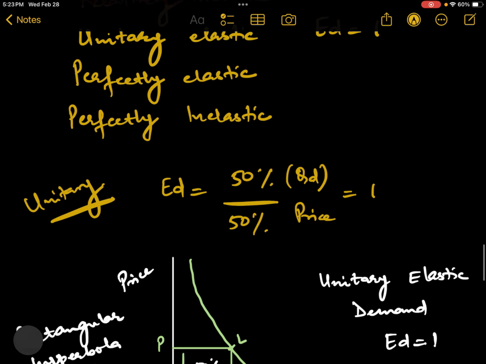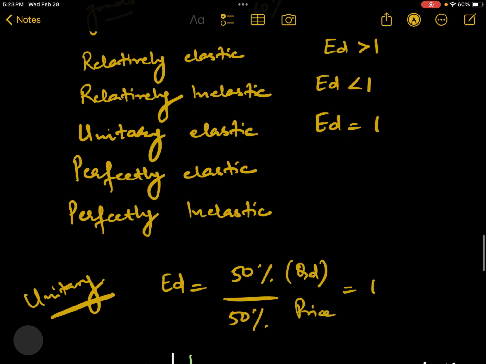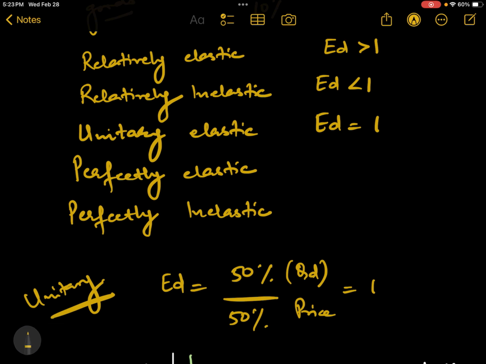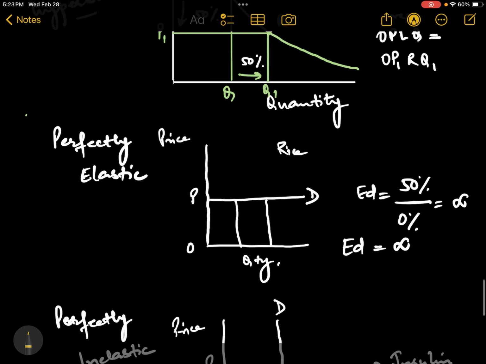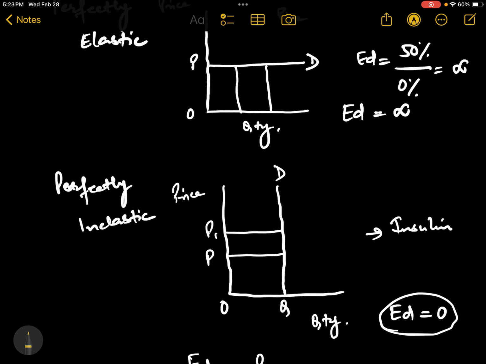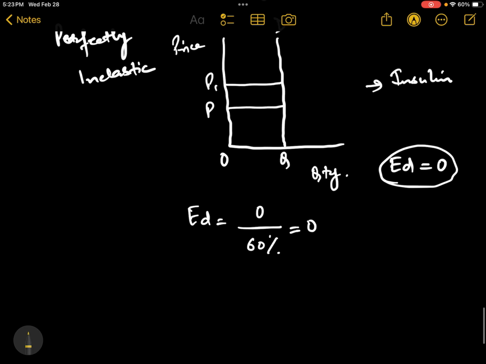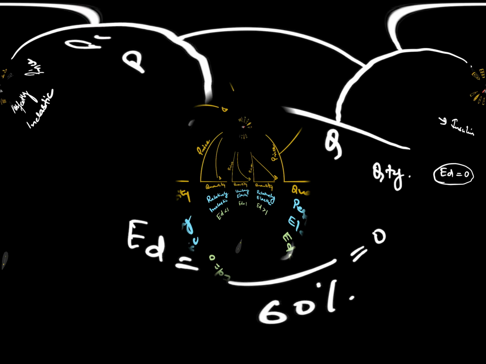So we come back to this table. Let's fill this table now so that you are able to look at all the coefficients together. So perfectly elastic would be equal to infinity, and perfectly inelastic would be 0. And I hope now you have understood the reason for why it is like that. That for perfectly elastic, why it is infinite, and for perfectly inelastic, why it is 0.